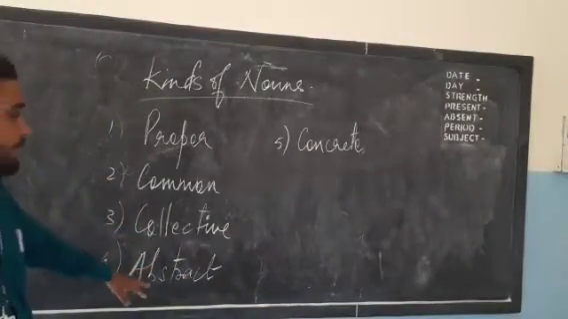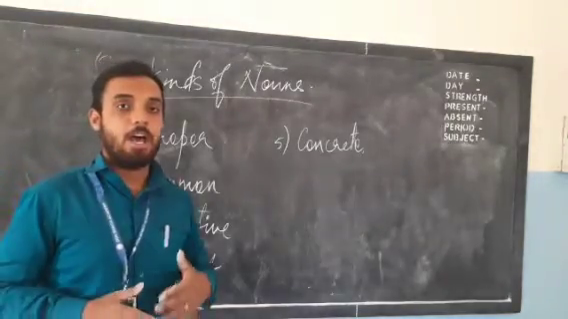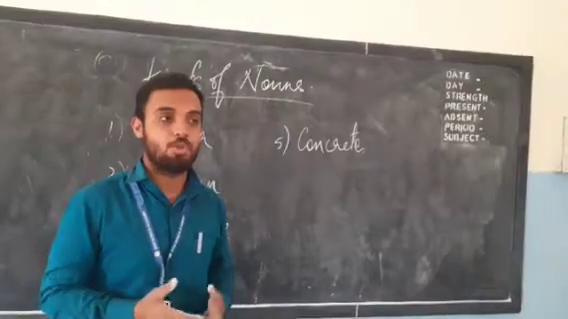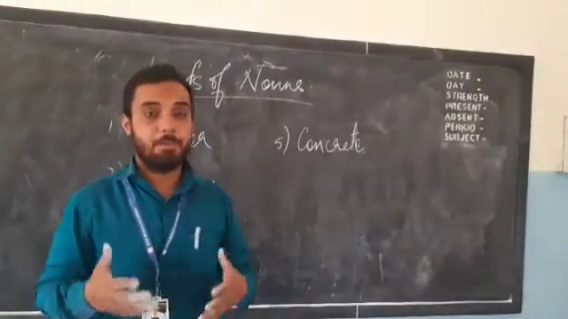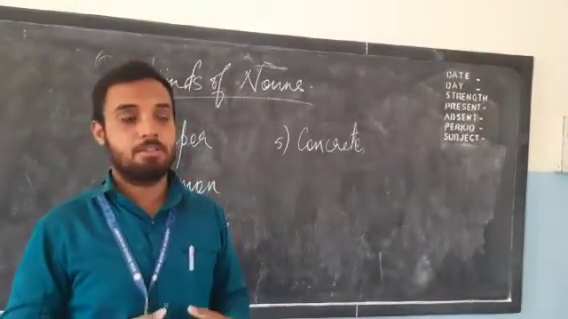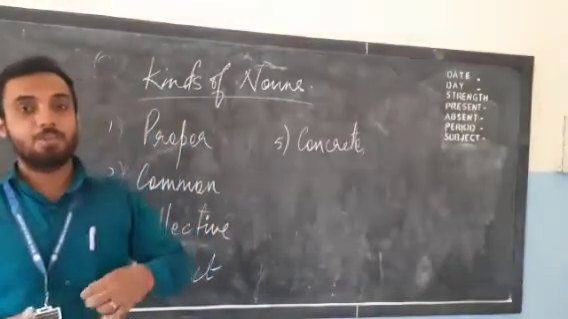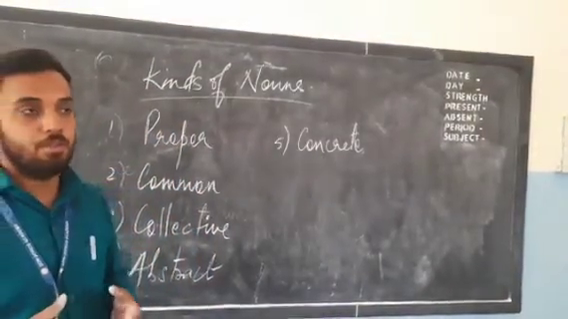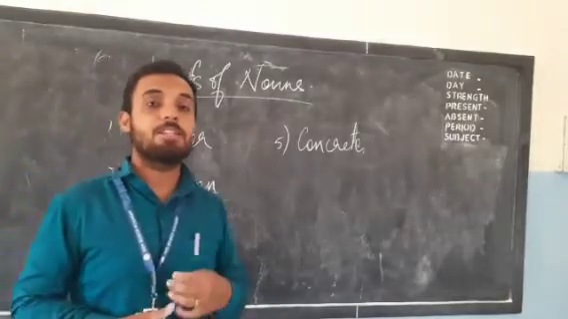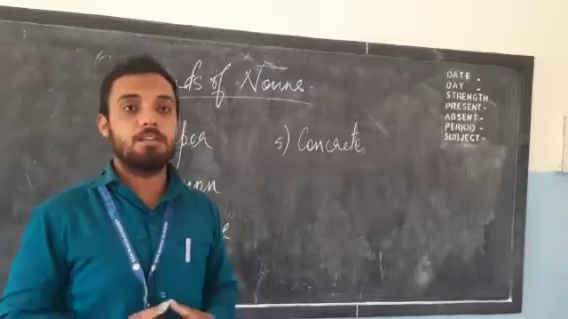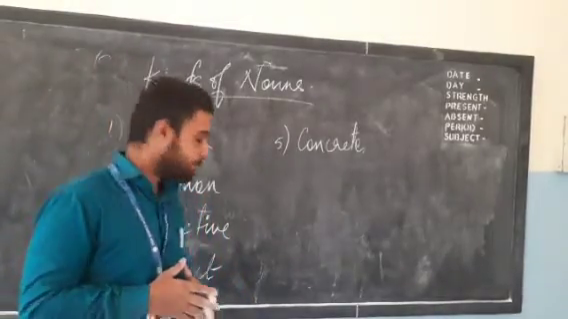Next one is abstract noun. An abstract noun tells you more about human emotions and feelings: happiness, sadness, crying, laughing. They are all related to human emotions. So these words which tell us about human emotions and feelings are known as abstract nouns.